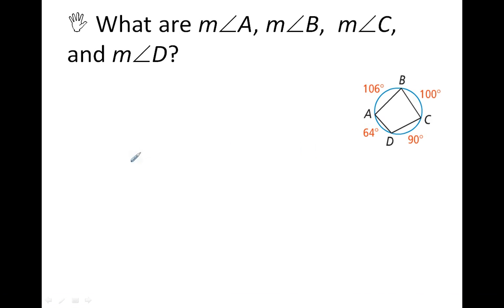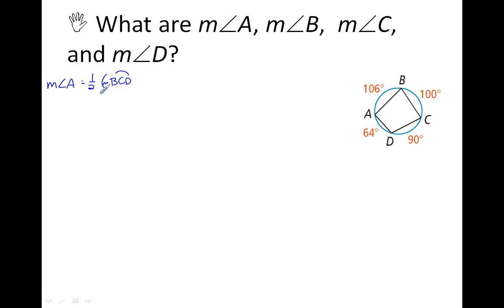So in this example, we want to find the measures of angles A, B, C, and D. So we got 4 problems to do here. Let's take it one at a time. I'm going to start with the measure of angle A. The measure of angle A is going to be 1/2 of its intercepted arc. So angle A is here. It intercepts arc BCD. Okay.